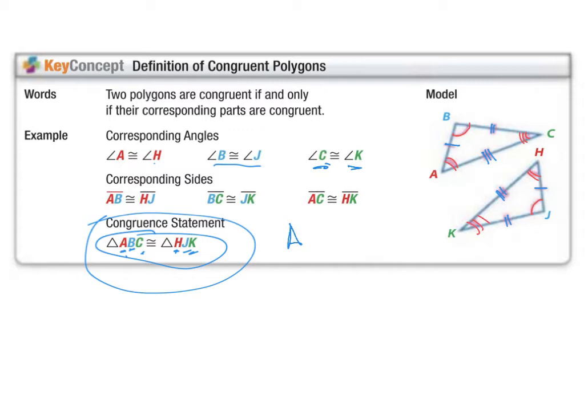I cannot say triangle ABC is congruent to triangle KJH because the letters would not be matching up. So this would be incorrect.